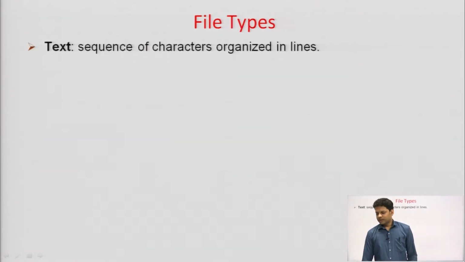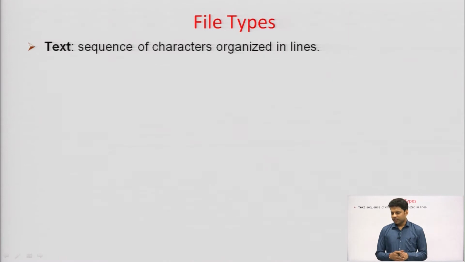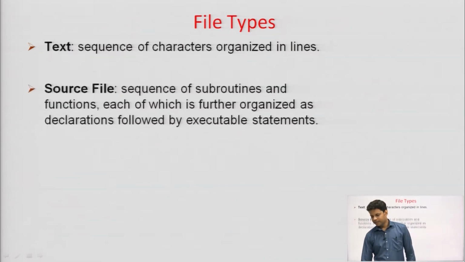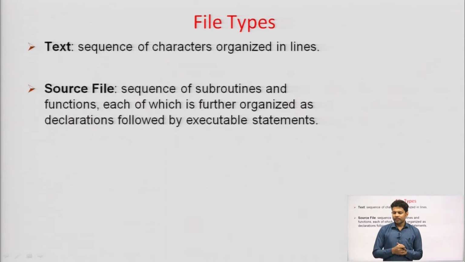So, the different file types: first is your text file. I hope you all are aware of what a text file is. A text file is a sequence of characters organized in lines. A source file is a sequence of subroutines and functions, each of which is further organized.